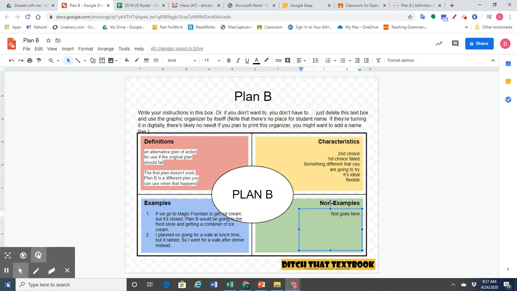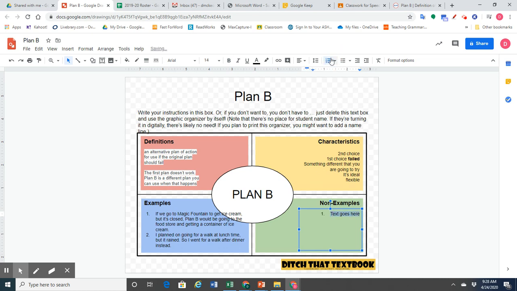So non-examples would be how you would not use Plan B. So we've been talking about how it is your second plan. That means that your first plan failed. We have that word up there. I'm going to bold it because that's an important part.